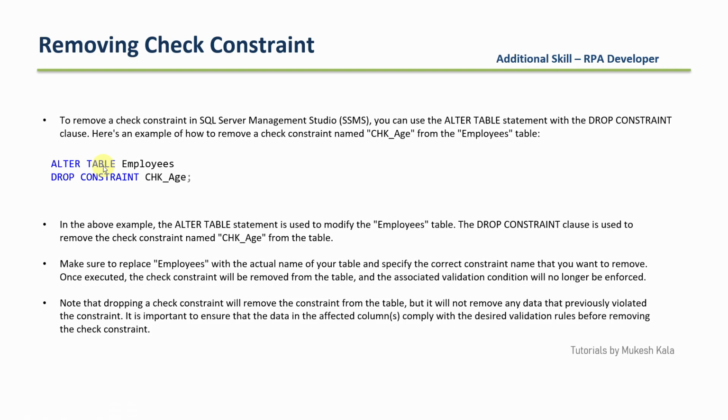Okay, whenever you are dropping any constraint, the check constraint will remove the constraint from the table, but it will not remove the data that has previously violated the constraint, right? It is important to ensure that the data in the affected columns complies with the desired validation before removing the check constraint. So that applies to while adding or while removing.